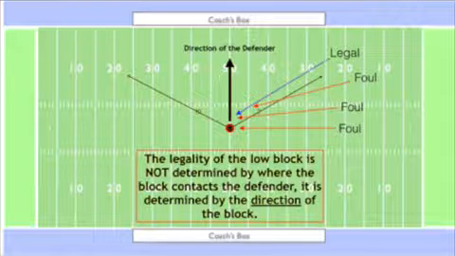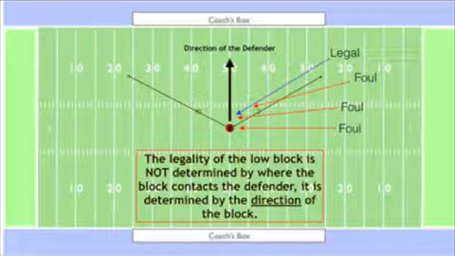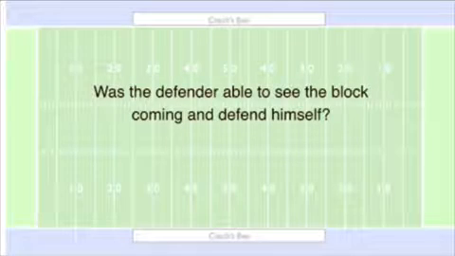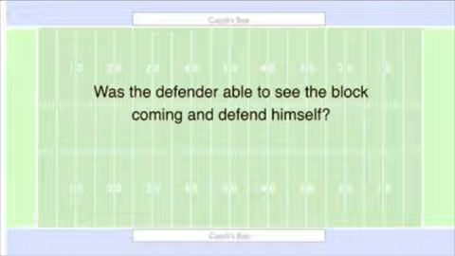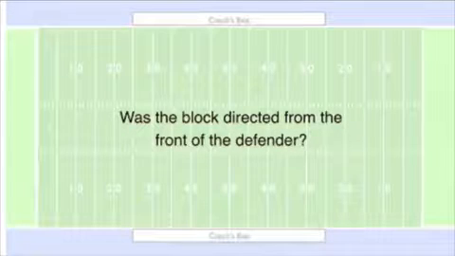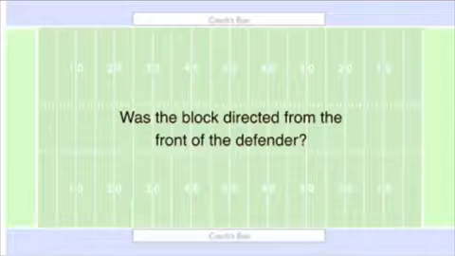From this illustration, we can see it is extremely difficult for a blocker and defender to be running in the same direction and have a legal low block. It is often noted, was the defender able to see the block coming and defend himself? That is not the standard by which we should be judging the low block because it is not stated in the rule. The standard is, was it directed from the front of the defender as the rule reads? Let's look at some plays.